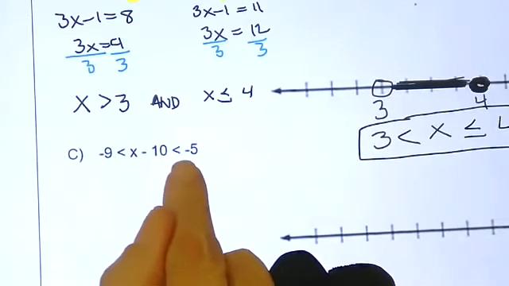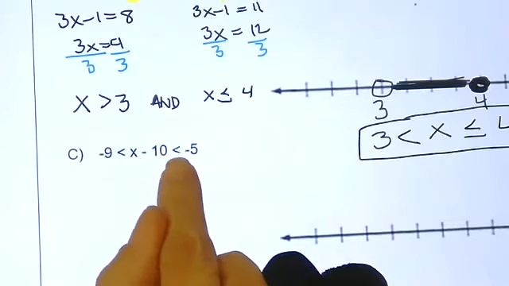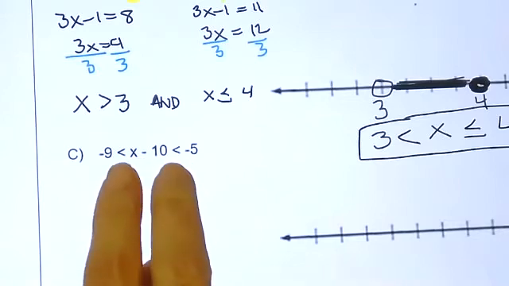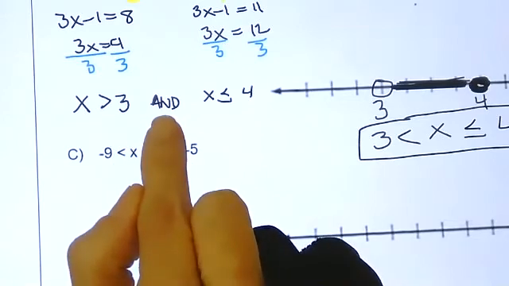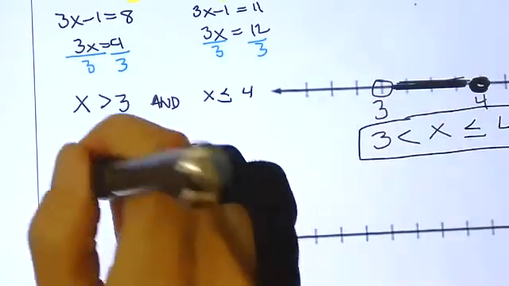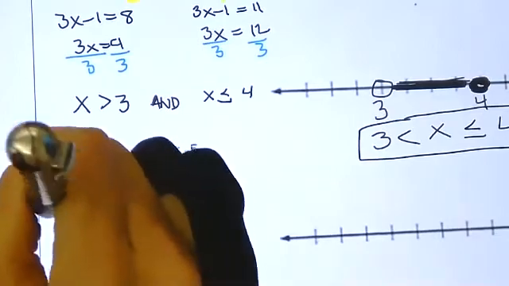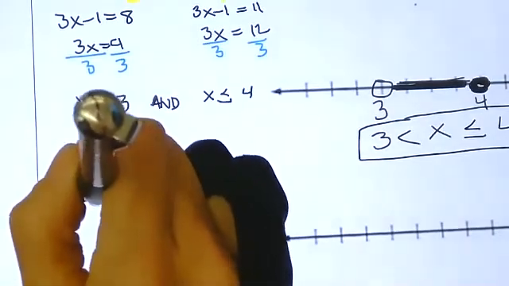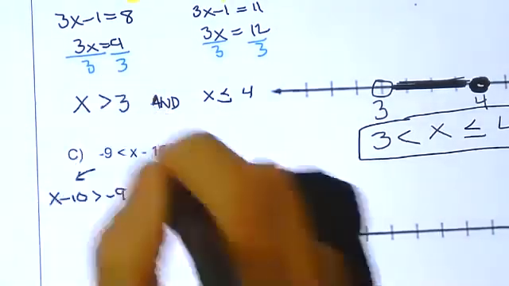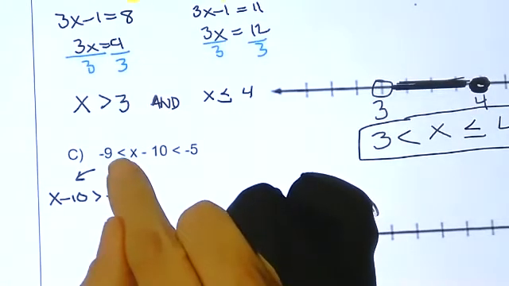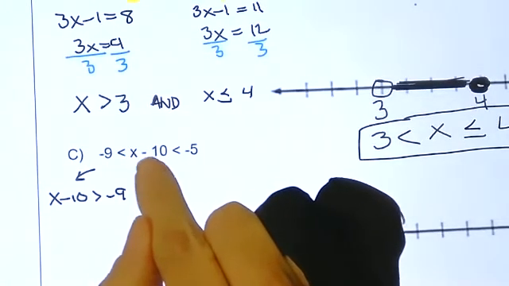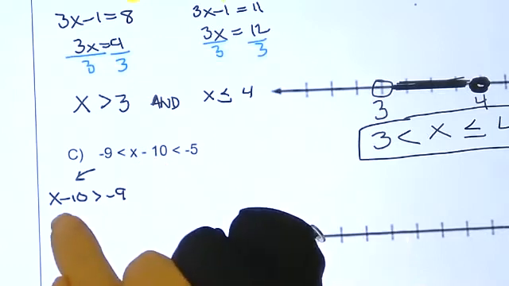They give it to us like this. But we know that when we have one long statement with two inequality symbols, it's just an "and" problem. So I'm just going to separate it. My first inequality is x minus 10 is greater than negative 9. Look at the inequality symbol. You see how it's opening on the x minus 10 side?